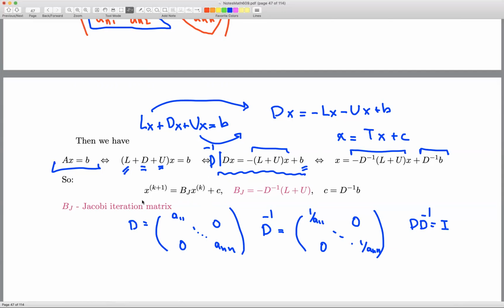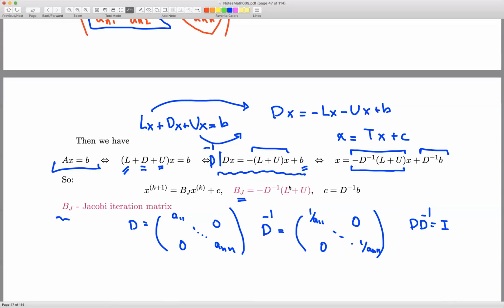So now this way of rewriting the system Ax = b gives the Jacobi iterative procedure, and that's why for this matrix we don't denote it by just a generic T, but we denote this iteration matrix by B sub J, and this is the Jacobi iteration matrix.